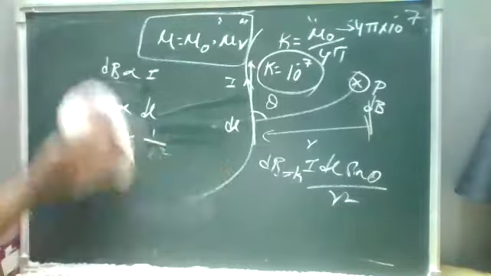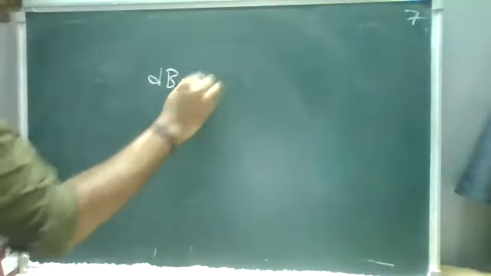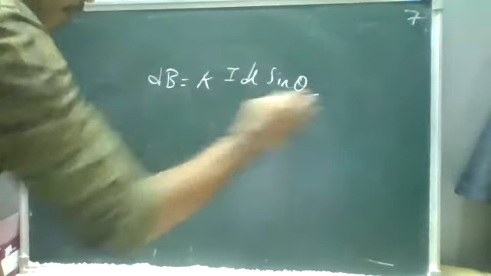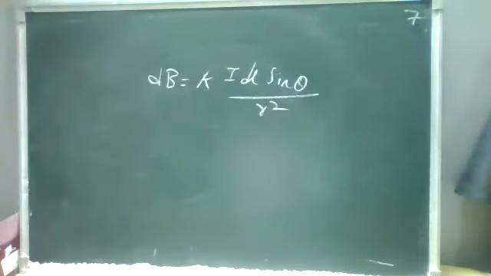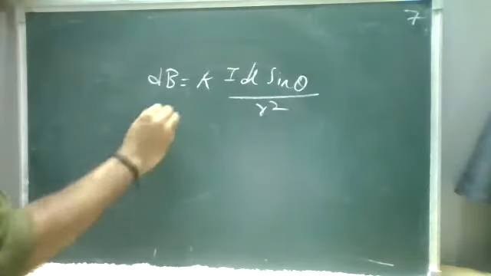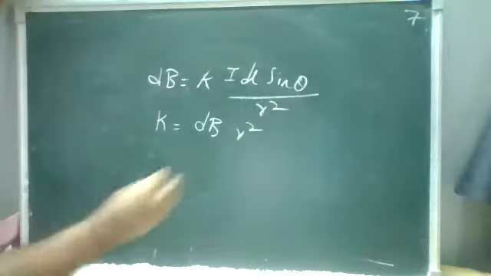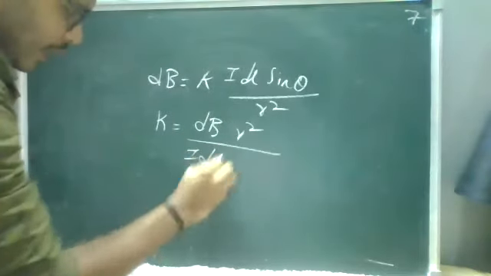Okay. So we'll see the unit. First, we'll see the unit for K. So the relation is dB is equal to K I dl sin theta by r square. I need to find the unit for K. So K is equal to dB r square by I dl sin theta.